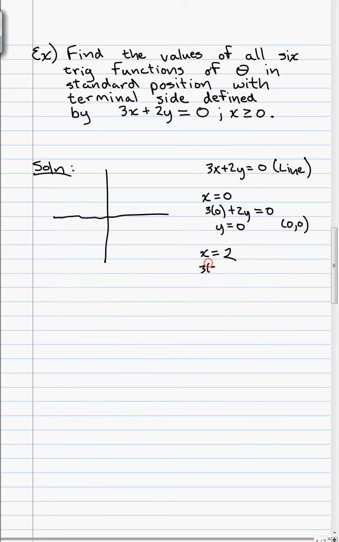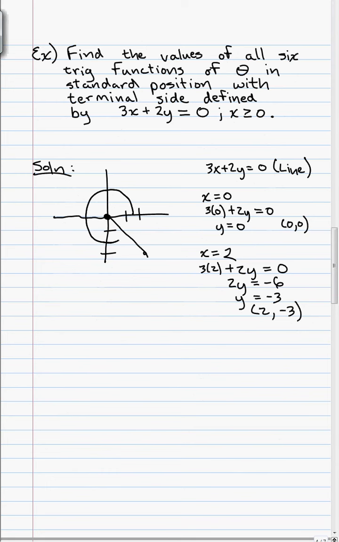Plug that in. 3 times 2 plus 2y is equal to 0. So 2y is equal to negative 6, or y is equal to negative 3. So that gives us a second point, 2, negative 3. So our line goes through 0, 0, and 2, negative 3. This is what we look like. And remember that these angles are measured from the positive x-axis around counterclockwise this way. So that's our angle theta. All right, so again, we know that this point is 2, negative 3.